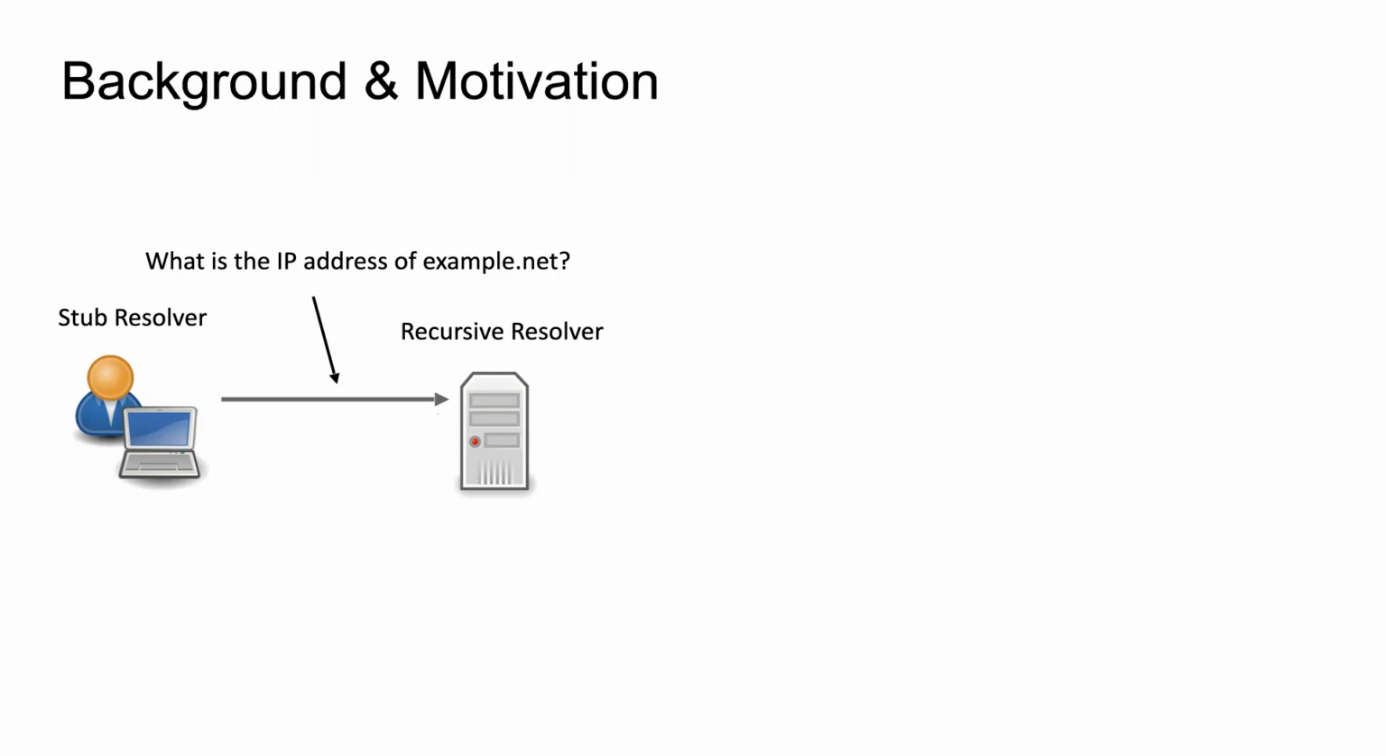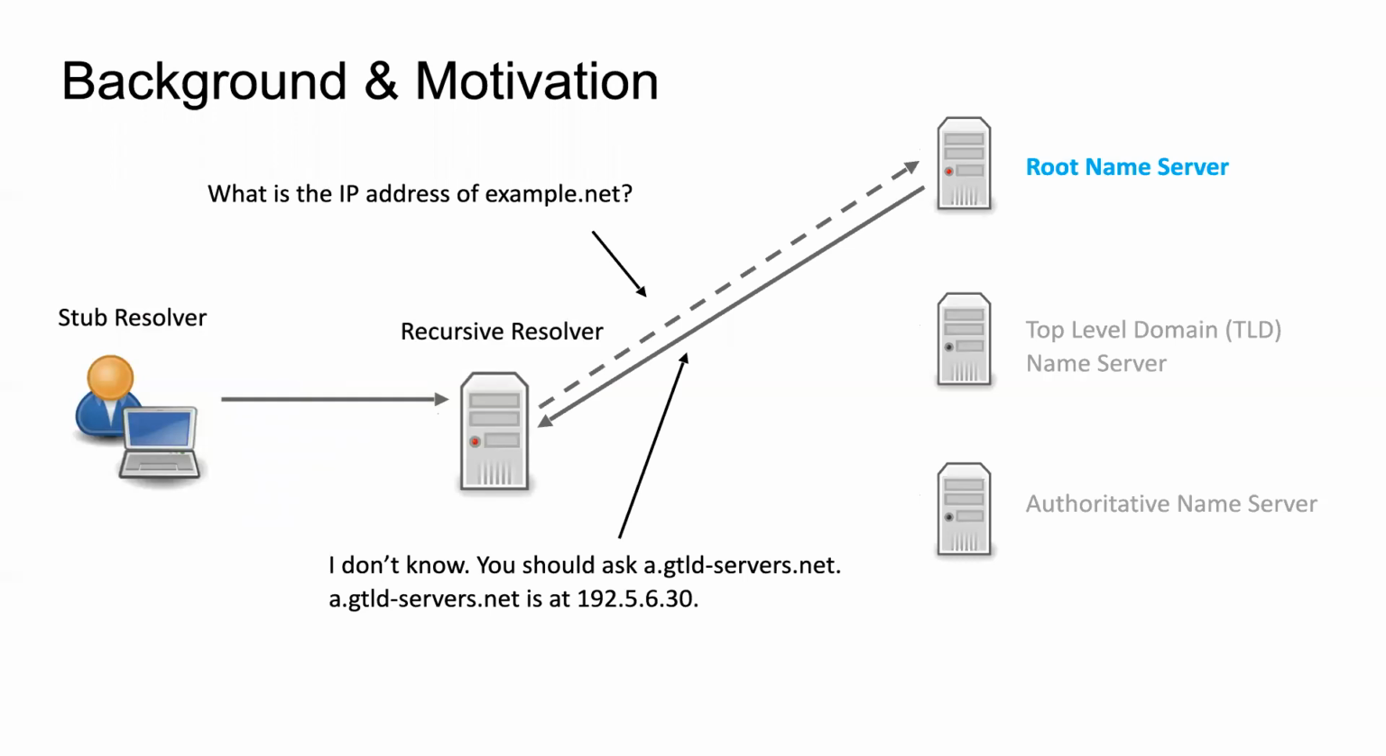The recursive resolver will first check its own cache to see if the answer to the user's query is in the cache. If the answer is not found, the resolver will start to query a set of authoritative name servers. The recursive resolver will start with a query to a root name server. The root name server will not actually give an answer to the query, but will instead return a referral to a top-level domain or TLD name server.